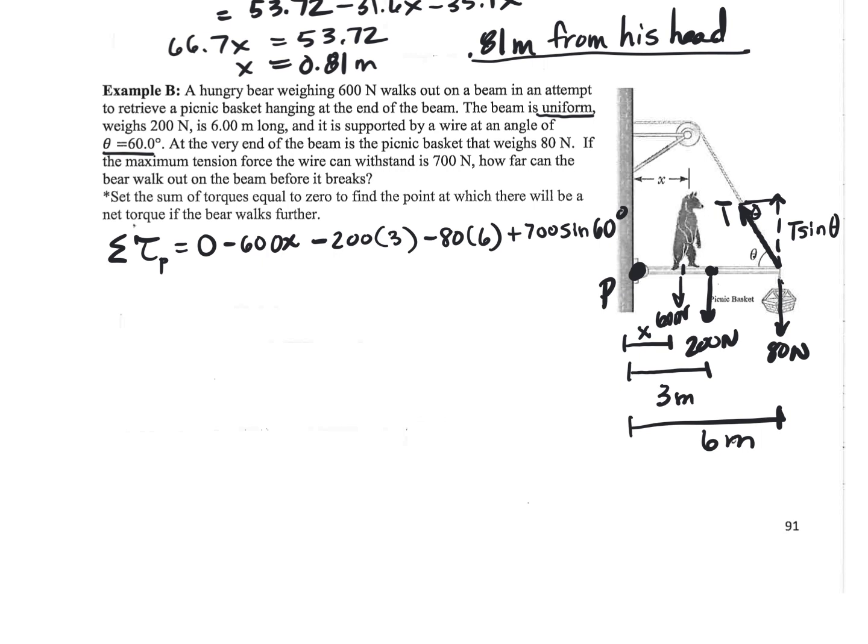So where is the bear? How far can the bear walk out on the beam before that breaks? See, here's the thing. He can only walk so far and he's at equilibrium. If he walks further than that, what happens? The collective torque gets too big, isn't it? And the rope snaps. In other words, the downward stuff is bigger than the upward torque, isn't it? So let's figure out where he's at. Well, we did. 700 sine 60 is positive. That is the upward, isn't it? Yeah, it is.